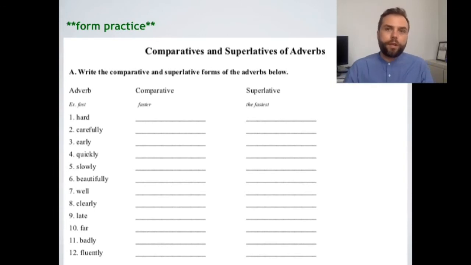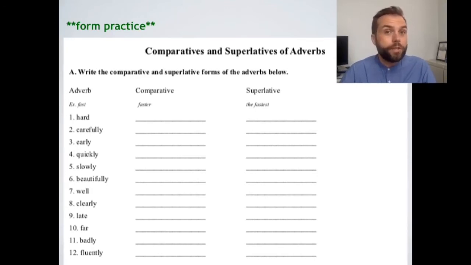Now, here is like a form checking worksheet. Now, of course, because these are higher level students, we started with practice. Now we're doing the form checking. Okay, for lower level students, you might want to do the form as part of the scaffolding, but here I've put the form later on. So here's a simple worksheet where students have to write the comparative and the superlative form of these words.